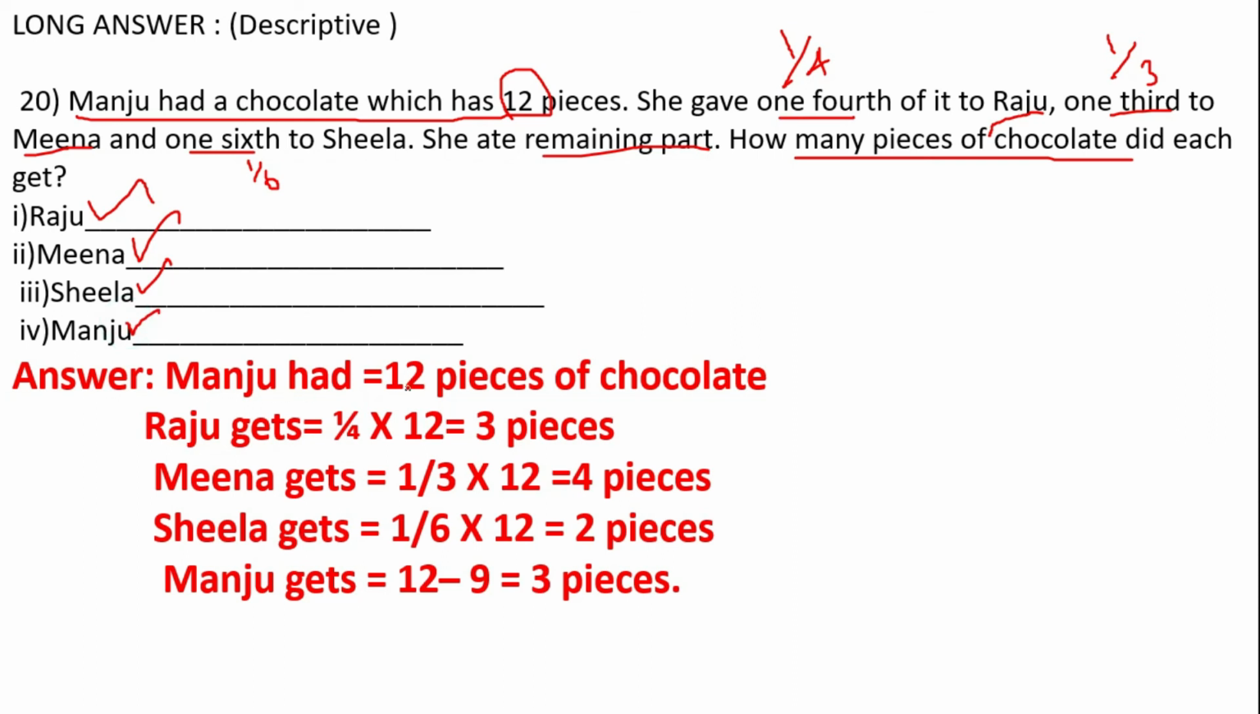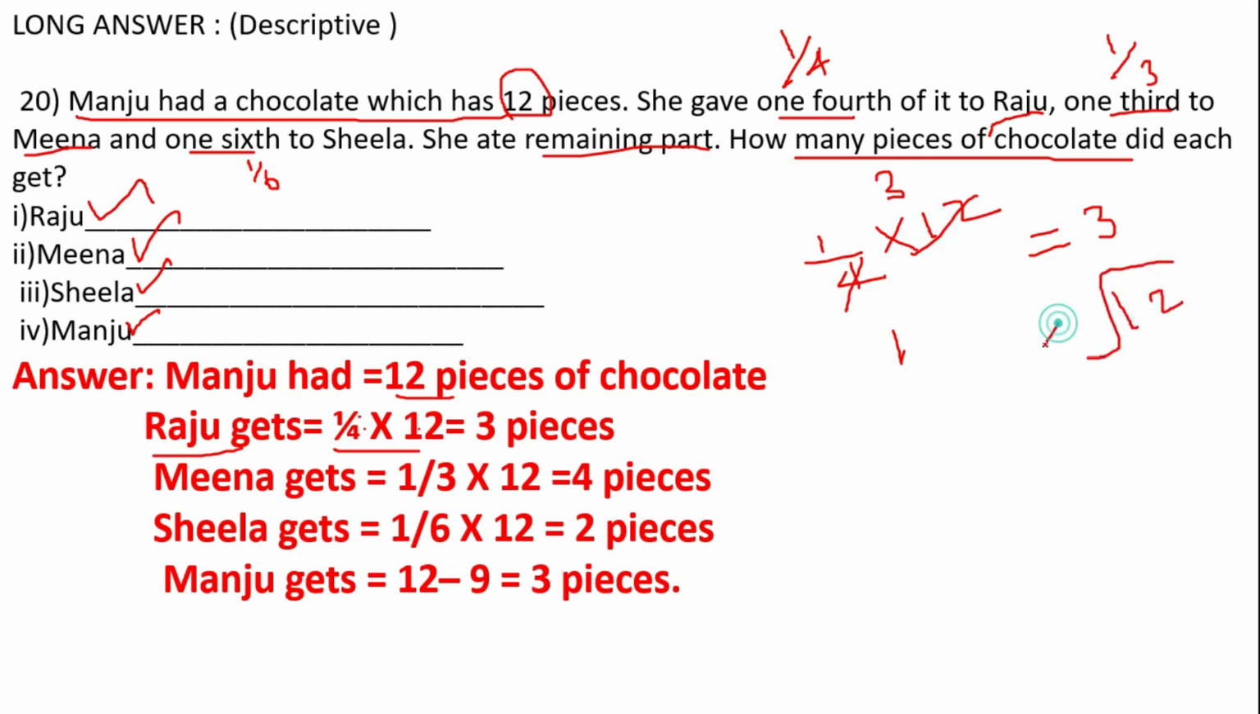So Manju had 12 pieces. Raju gets 1/4 of 12. That means you can multiply 1/4 by 12. 1/4 of 12 is 3, since 3 fours are 12. Or you can divide 12 by 4. 3 fours are 12. So the answer is 3 pieces.